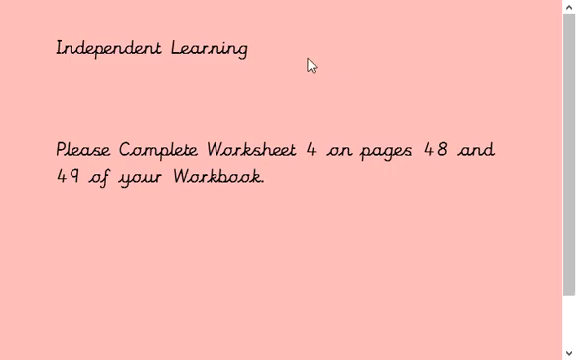Okay, now it's time for your independent learning task. Please complete worksheet 4 on pages 48 and 49 of the workbook. While you're completing that, press pause. When you're ready to carry on and you've finished your work, press play.